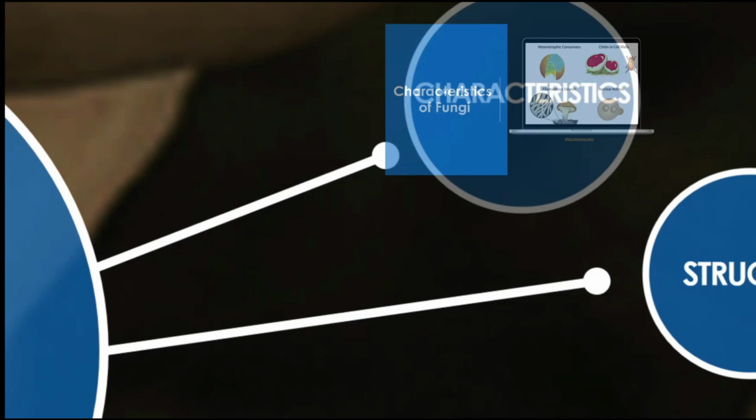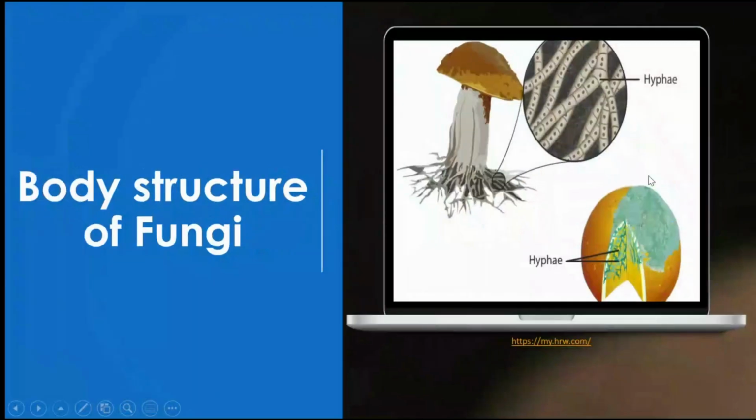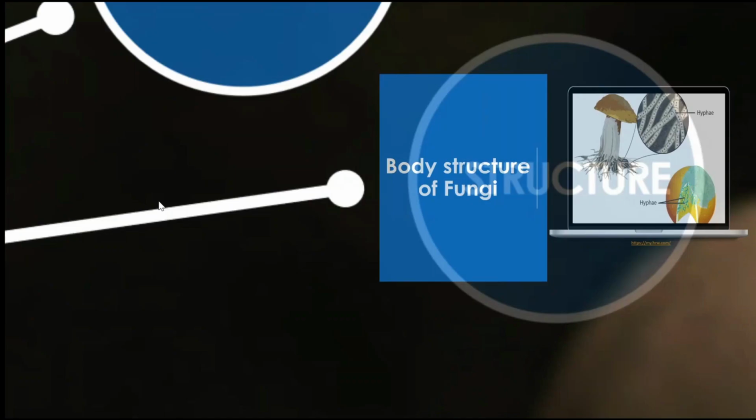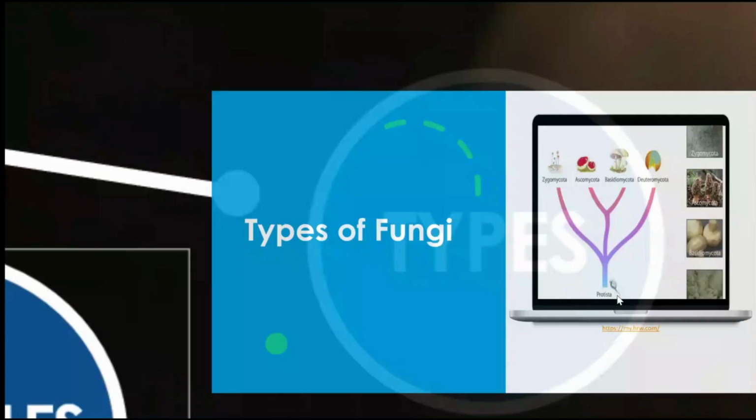Then we will go back to the structure of the fungi. Multicellular fungi are made up of long chains. And we will go for the different sorts and types of fungi as well.